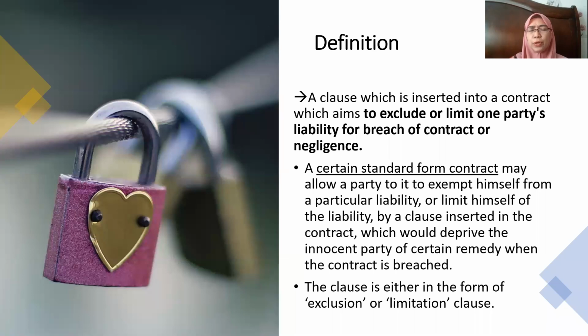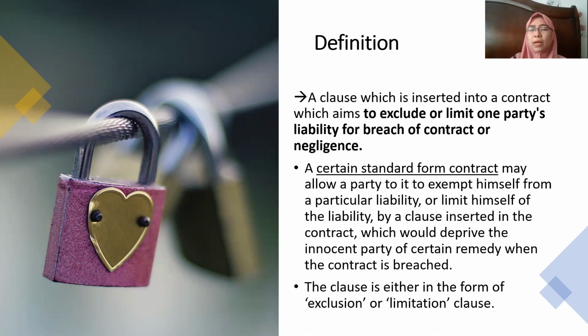And then usually this clause will be inserted in many categories of contract. And one of them is standard, we call it standard form contract. So a standard form contract allows a party to exempt himself from a particular liability or limit himself of the liability. If exempt totally, no liability at all, or just limit the liability to a certain extent.